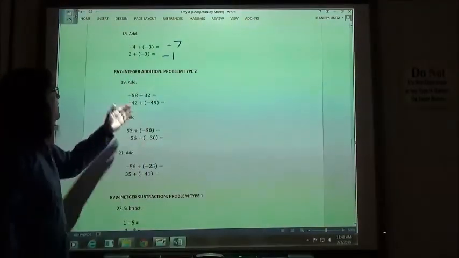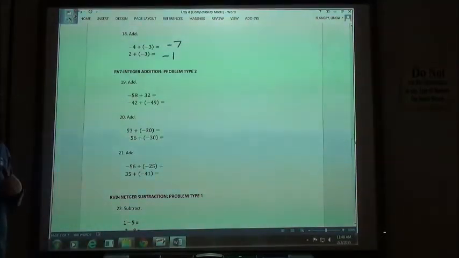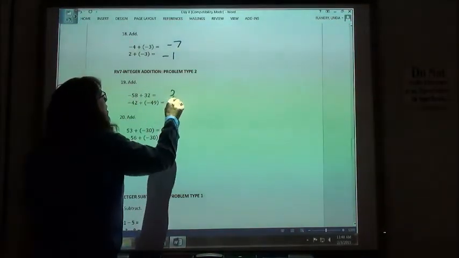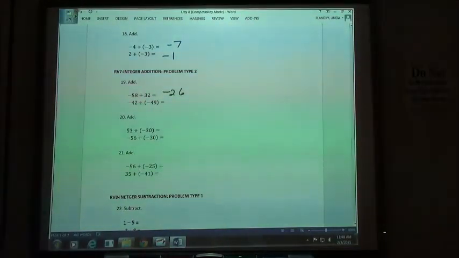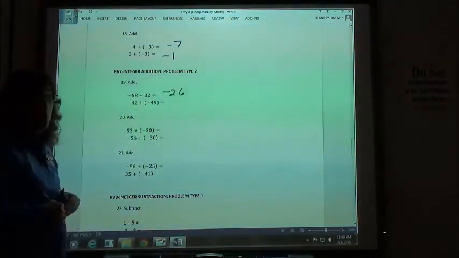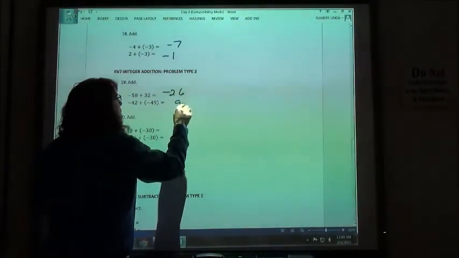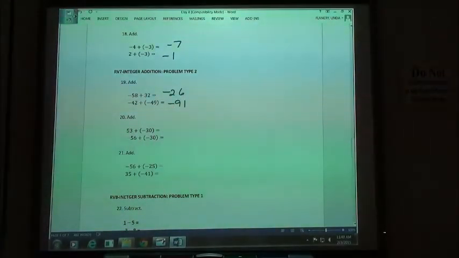So we have negative 58 plus 32. One is positive, one is negative, so I subtract and take the sign of the larger one. 58 minus 32 would be 26. The larger one is negative, so negative 58 plus 32 is negative 26. Here we have negative 42 plus a negative 49. They're both negative. My rule, add and keep the sign. So if I add them, I get 91. I keep the sign, so it's negative. So negative 42 plus a negative 49 is negative 91.